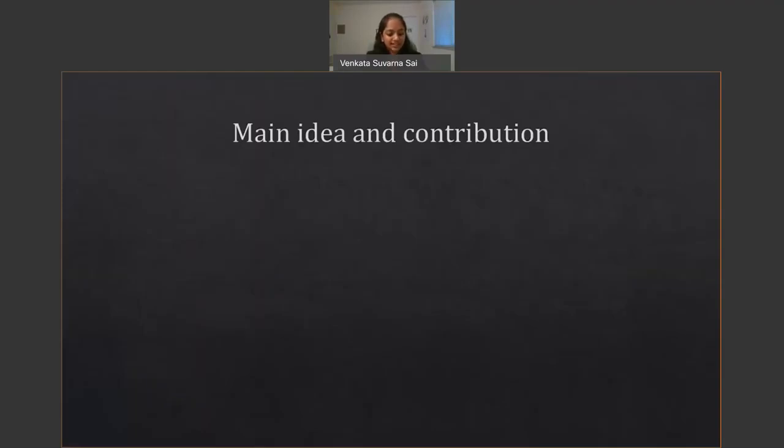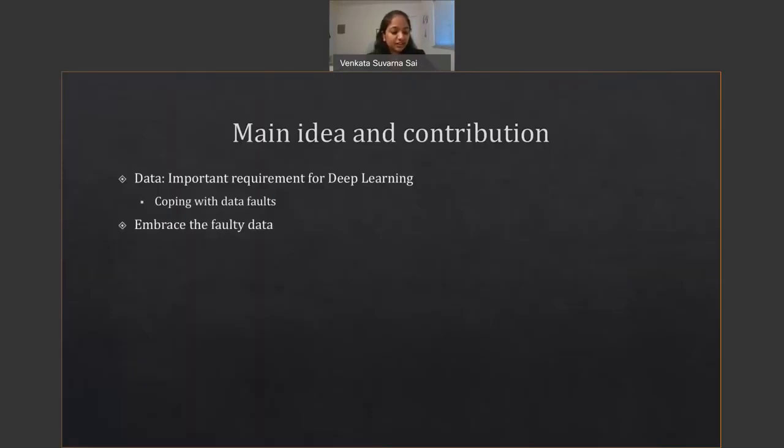So the main idea and contribution of our paper is that data are an important requirement for deep learning. And instead of just specifying requirement faults, we need to find innovative ways to cope with the data faults. The chief contribution of the paper is to embrace the faulty data in new ways instead of eliminating the faulty requirements altogether.